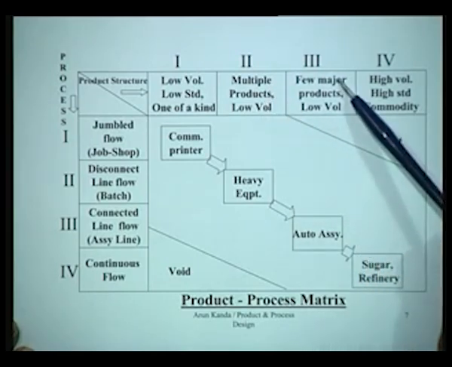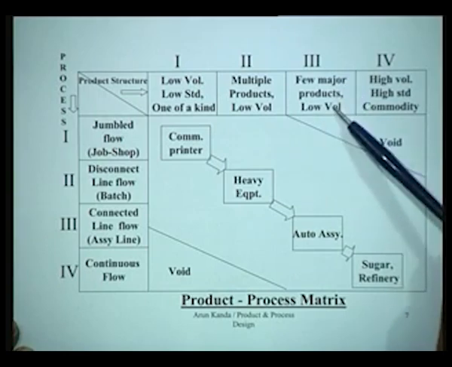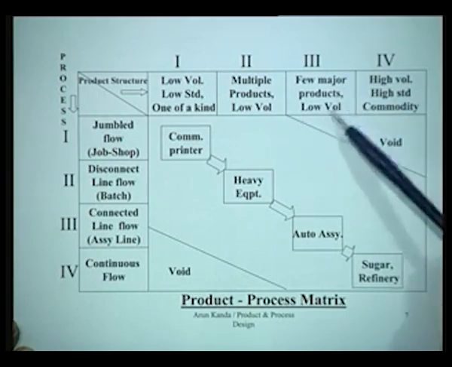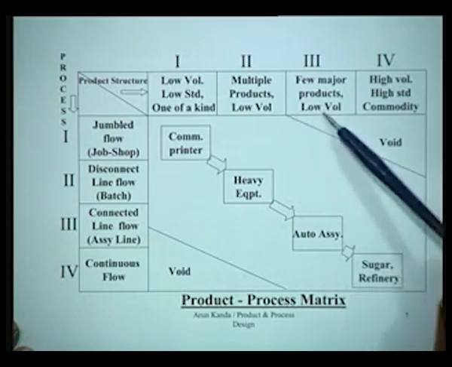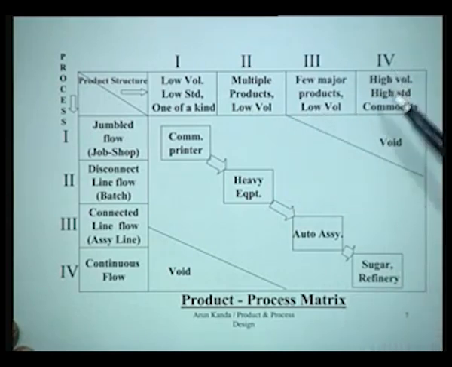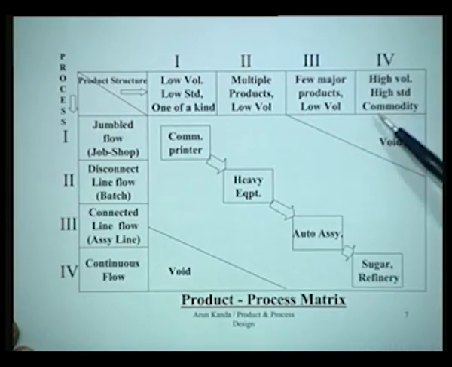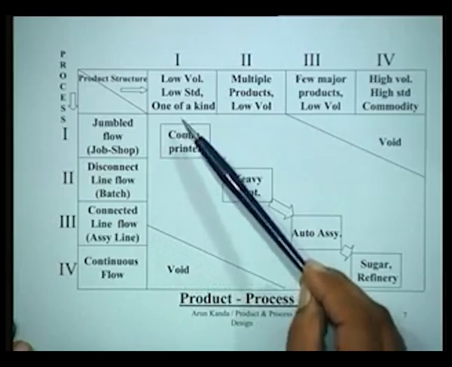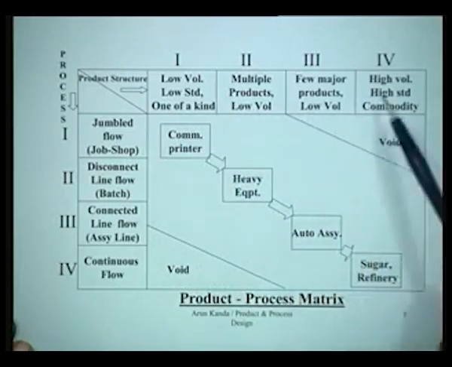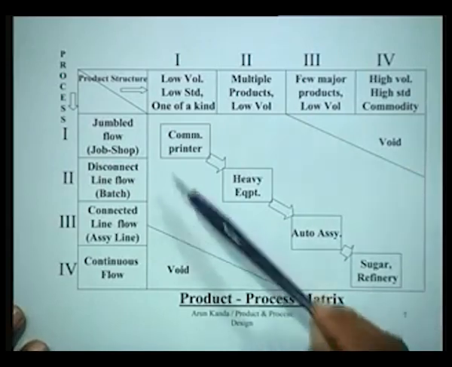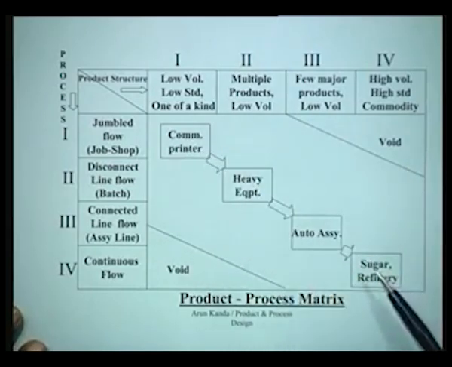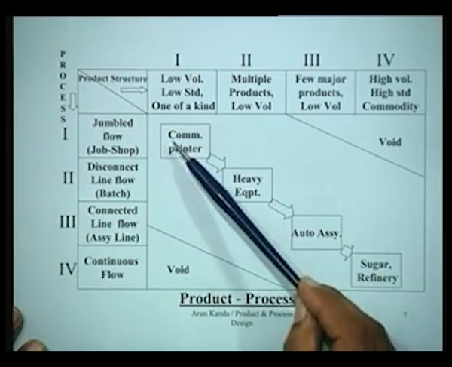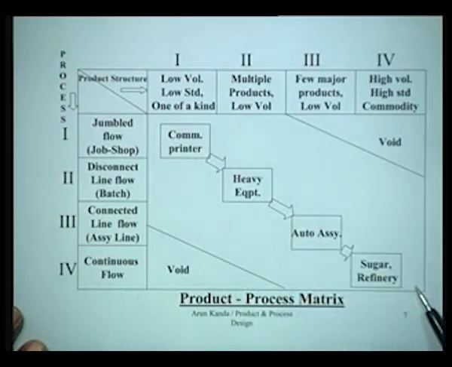Here we have few major products but relatively low volumes. Relatively low means, of course, volumes are higher than this, volumes have grown, but typically. And at the fourth stage, high volume, high standardization, commodity products in that sense. So if you see that for different types of products in the life cycle of a product, you need different types of processes, right? And typically the processes tend to move on this diagonal.